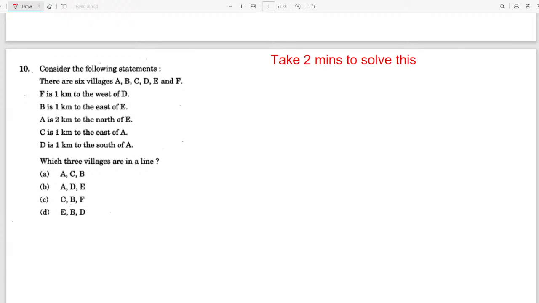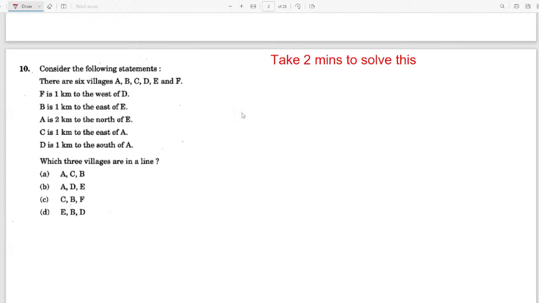So we'll see how to go about this. They are saying, consider the following statements. There are 7 villages A, B, C, D, E, F, G. And then they have given these statements, such as F is 1 kilometer to the west of D. Which 3 villages are in a line? So the first statement is F is 1 kilometer to the west of D.